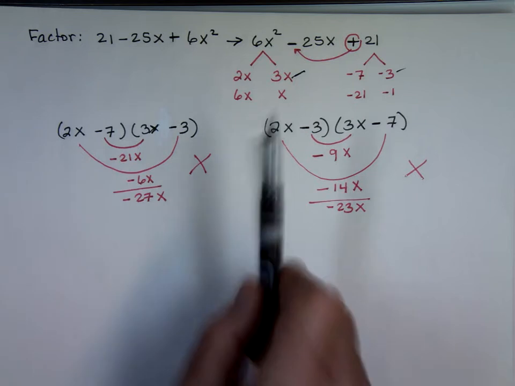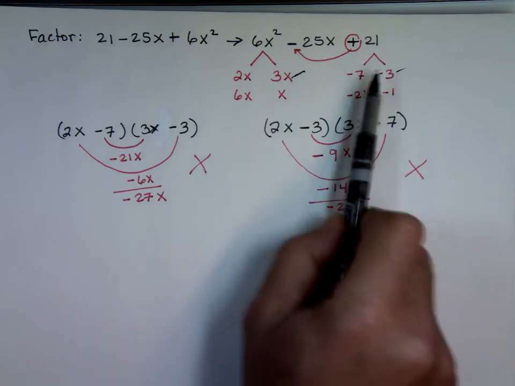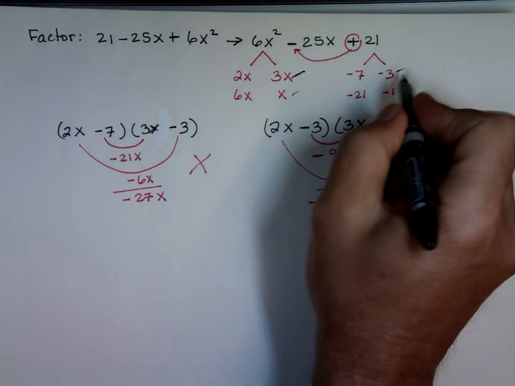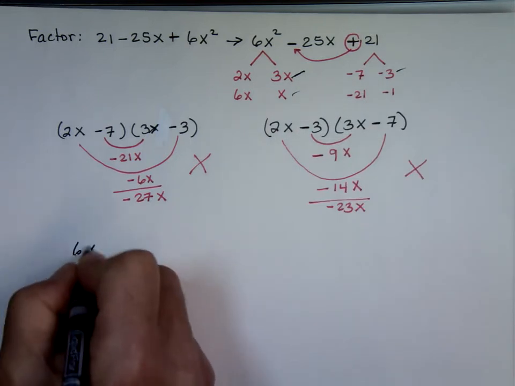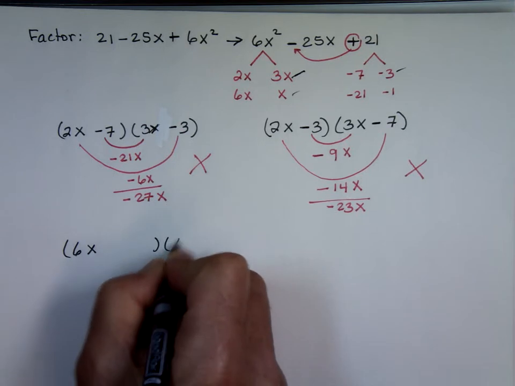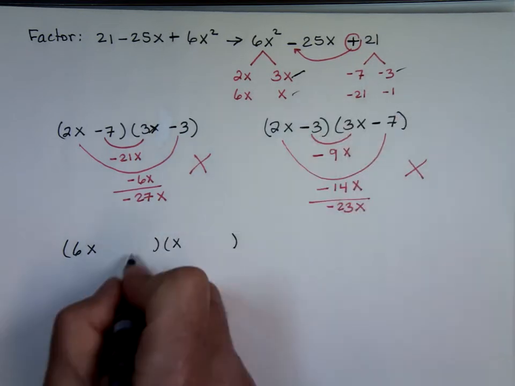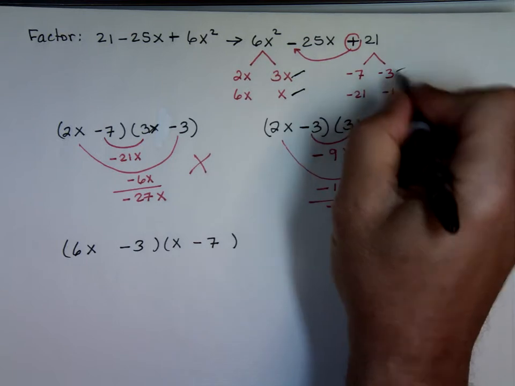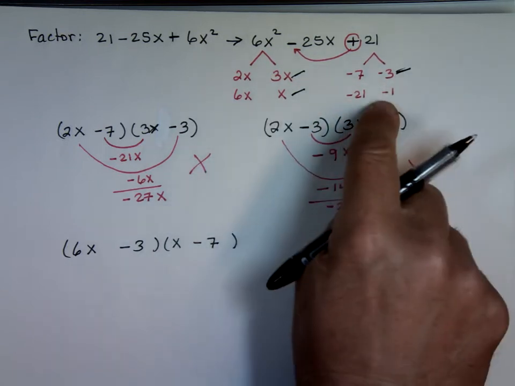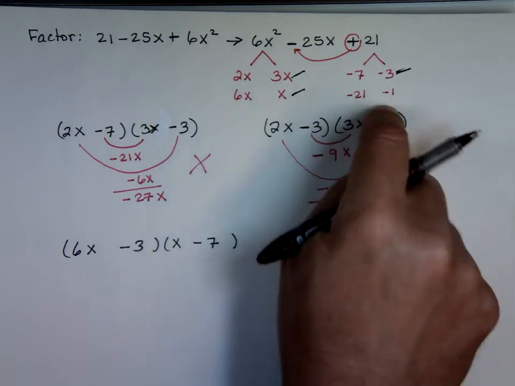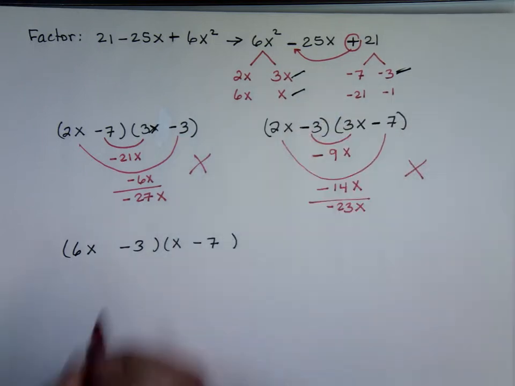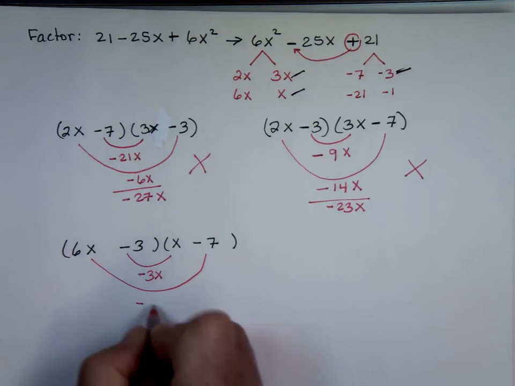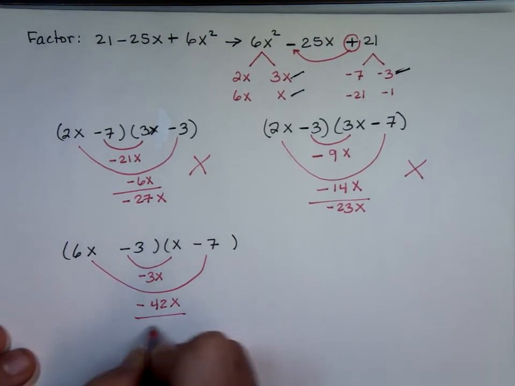I can either change this and this, or try this with that for now. So let me try the 6x and the 1x with that one. So let's try it. 6x and 1x. And let me try 3 and 7. So I'm trying this with this now. And if it doesn't work out, I'll go and use that number. I'll try this with this and this with that one. Negative 3x. Negative 42x. Add them. Negative 45x. Nope.